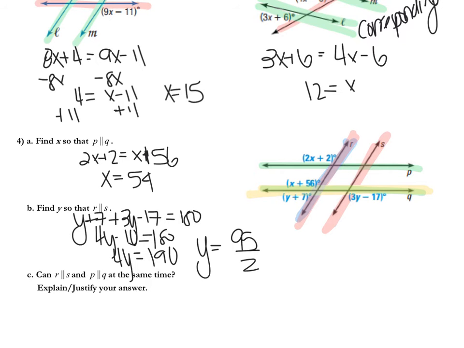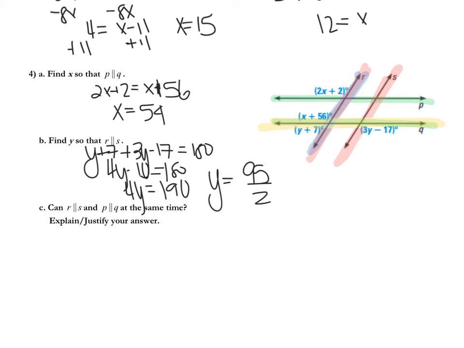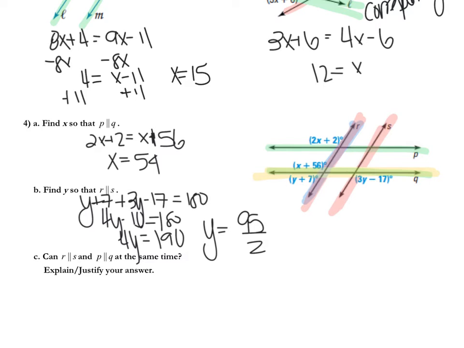Okay, the next problem asks, can r and s be parallel to p and q at the same time? So in this particular example, can that hold true? Well, if we plug in 54, we're going to get 110 here. So 54 plus 56. And we're going to get 110 here because they need to be congruent. So if that were true, then this would have to be 70 degrees to make it supplementary, right? Because same side exterior angles need to be supplementary. But when you plug in y to this problem, you get the angle to be 54.5 degrees. So that would not be true. Okay, so in this particular example, they cannot be parallel at the same time.